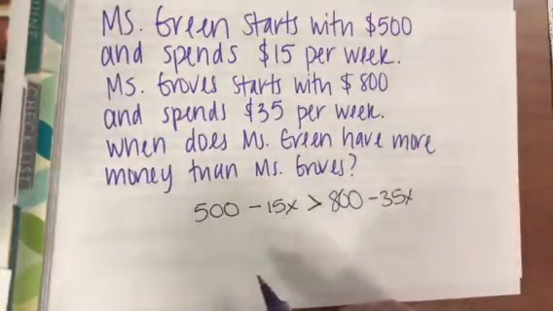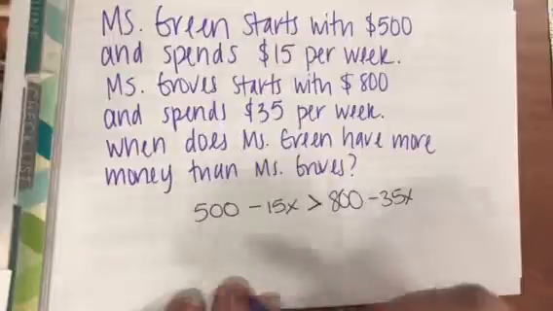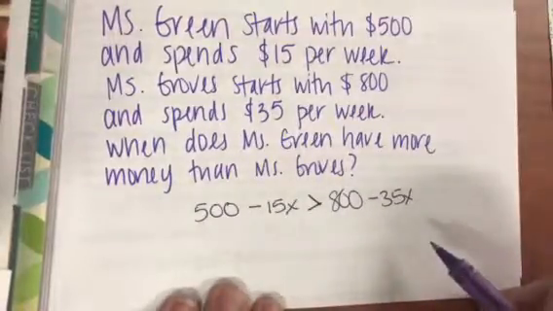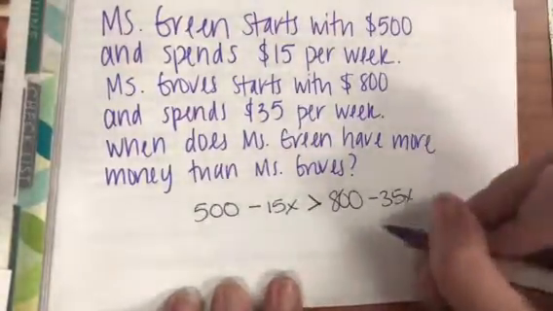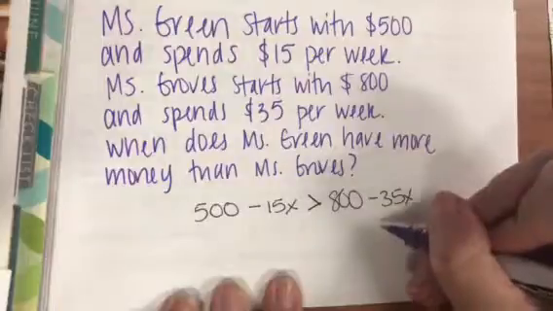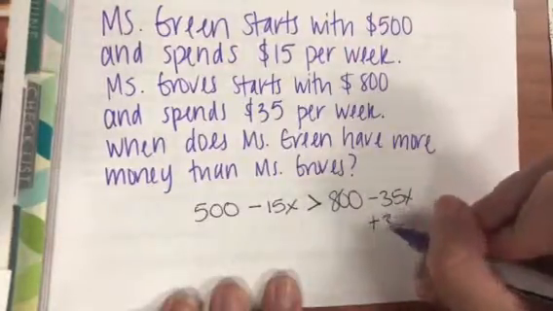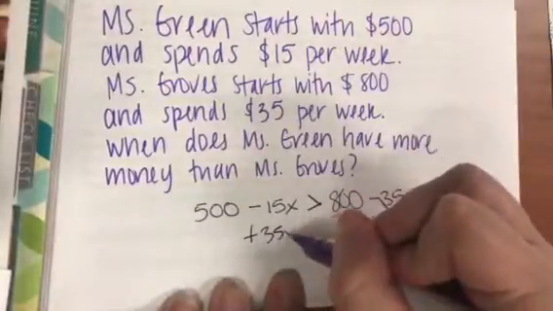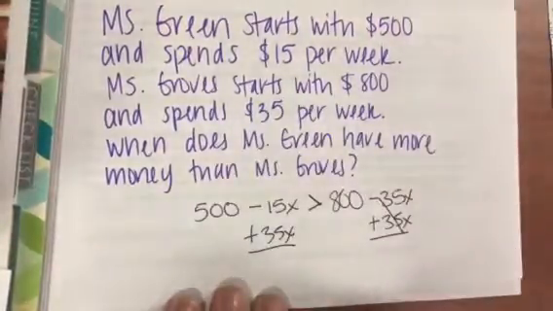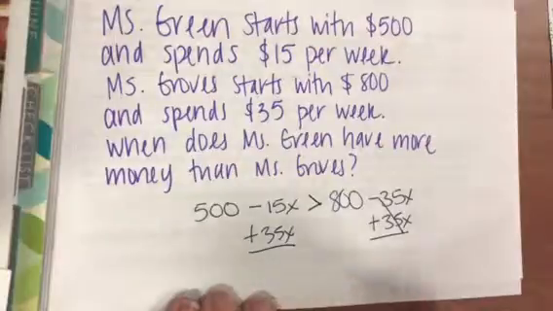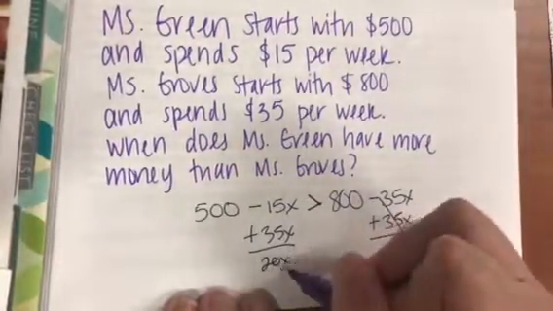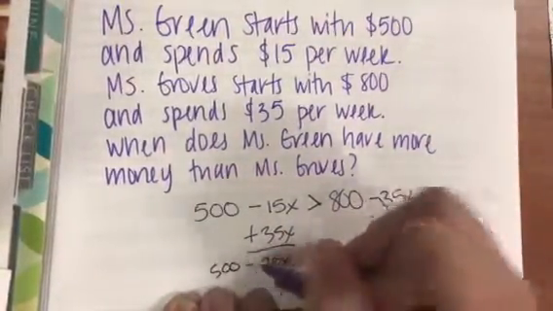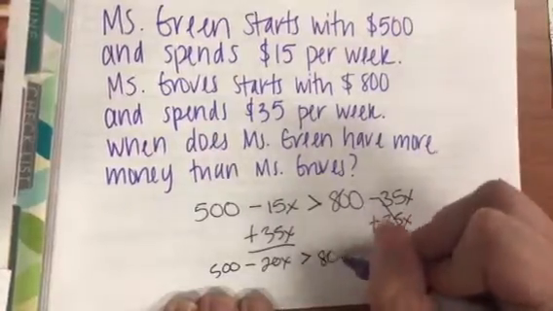Now, let's start by combining our variables. We need to eliminate the variable on one side. I'm actually going to eliminate this bigger one because that'll turn it into a positive number. So add 35x, add 35x. Negative 15x plus 35x is positive 20, so 20x. Bring down my 500. 500 minus 20x is greater than 800.